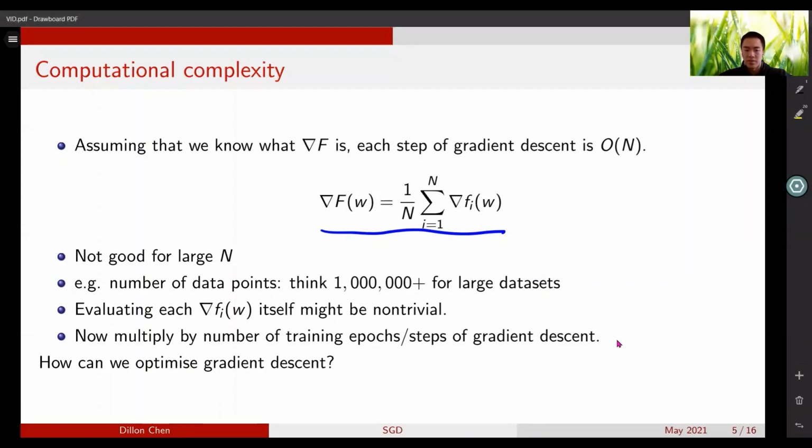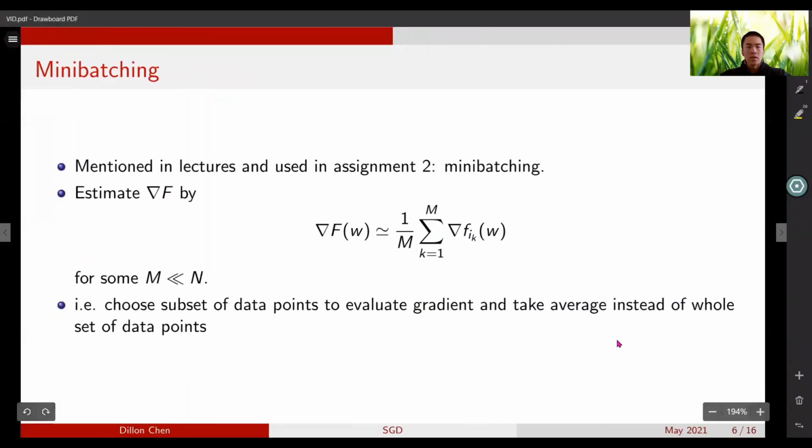So now on to the topic of the video. How can we optimize gradient descent? One method discussed in lectures and used in assignment 2 is mini-batching.